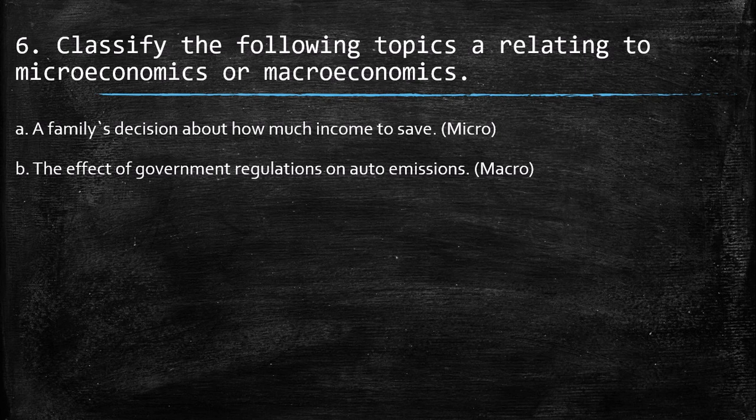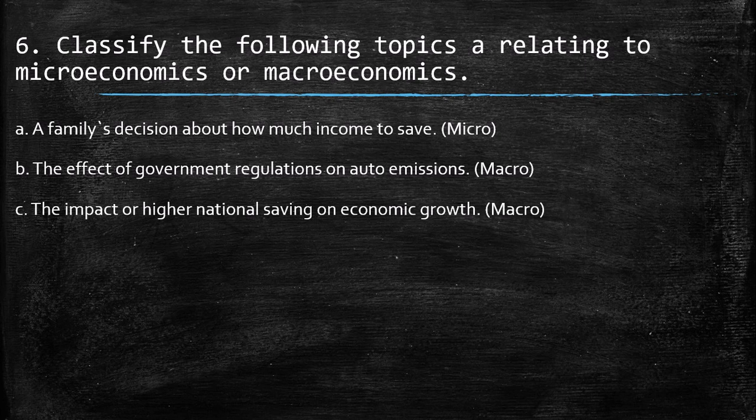The second, the effect of government regulation on auto emissions. When we are talking about the government and its impact, we are talking much more about macroeconomics. Government is a bigger level, so we are talking about macro. The impact of higher national saving on economic growth. Each time we are talking about economic growth, we are talking more about countries. So this is more about macroeconomics. Economic growth is an important part of macroeconomics' interest.